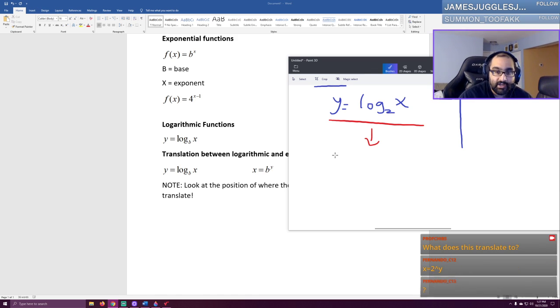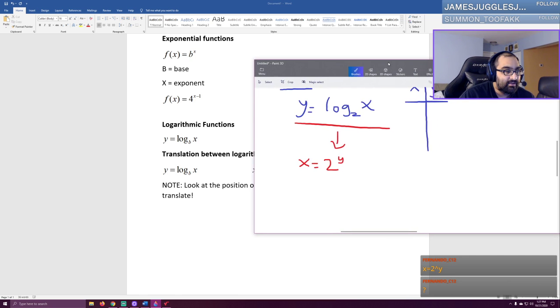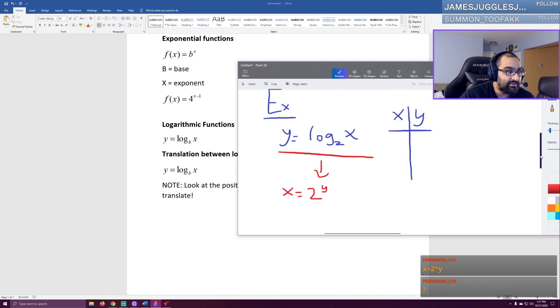Okay, that's correct, Fernando. The answer is indeed x is equal to 2 to the y power. Now, this is actually a very interesting thing that happens here. If this translates to x equals 2 to the y, normally what we do is we take a value for x, whatever value it is, we plop in a number for x and we get a y back out.